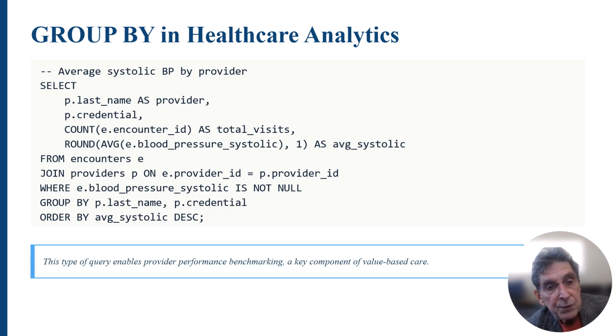And we want to know where the blood pressure is not null, because a null would ruin your statistics. And we're going to group it by the provider's last name and the provider's credential. Then we're going to order it by the average systolic, so that each provider will get a line in our output, printing out the average systolic blood pressure among their patients. An excellent query.